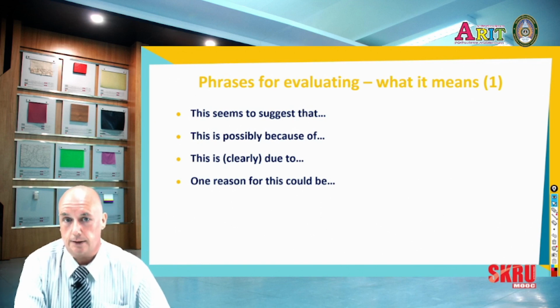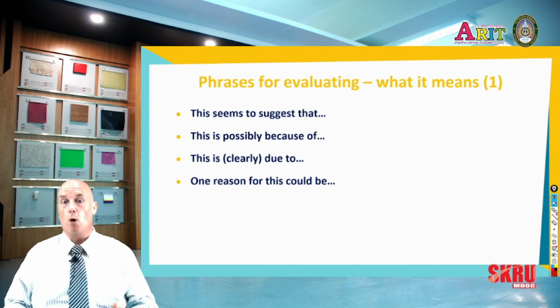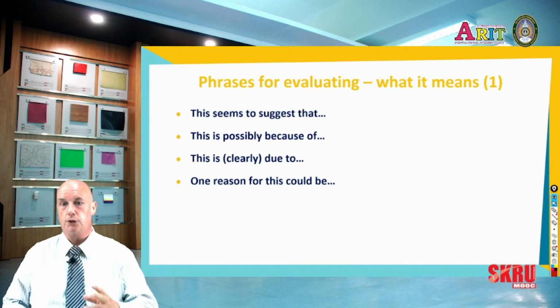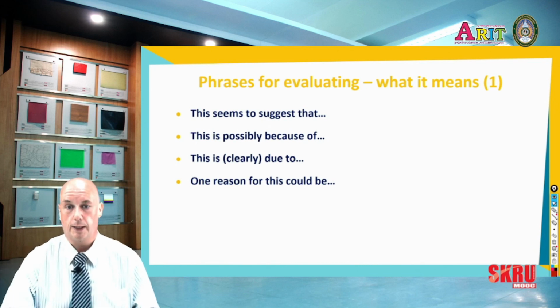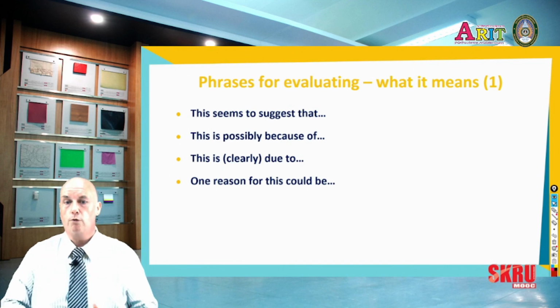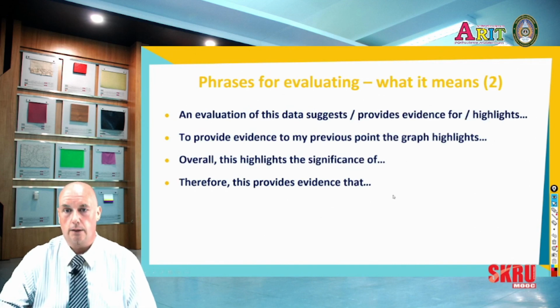This seems to suggest that. This is possibly because of. Seems to and possibly tell us we're not 100% sure. It's just maybe. This is clearly due to. The clearly makes it strong. Very sure that this is the reason. This is due to. This is because of. But that's more certain than seems to or possibly. One reason for this could be, again, a suggested idea. Why does it happen? And maybe.